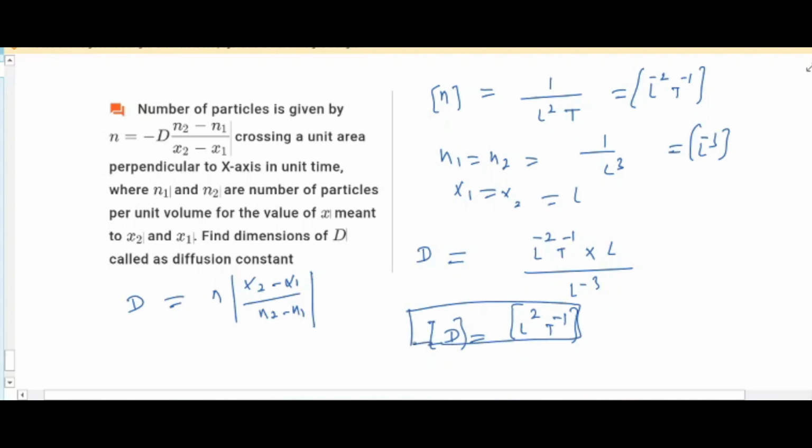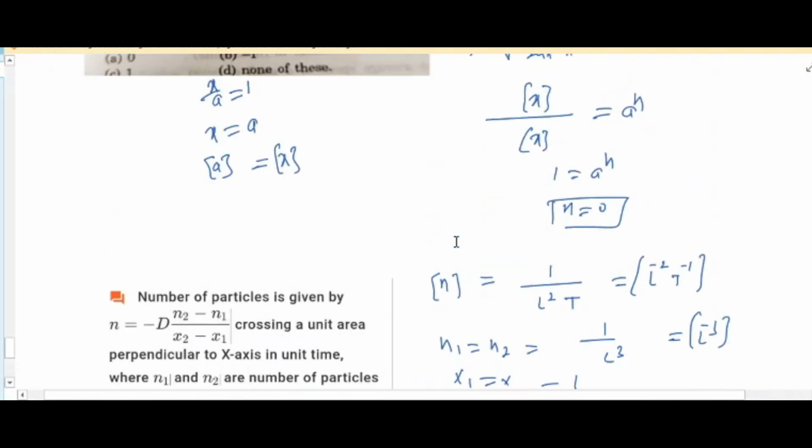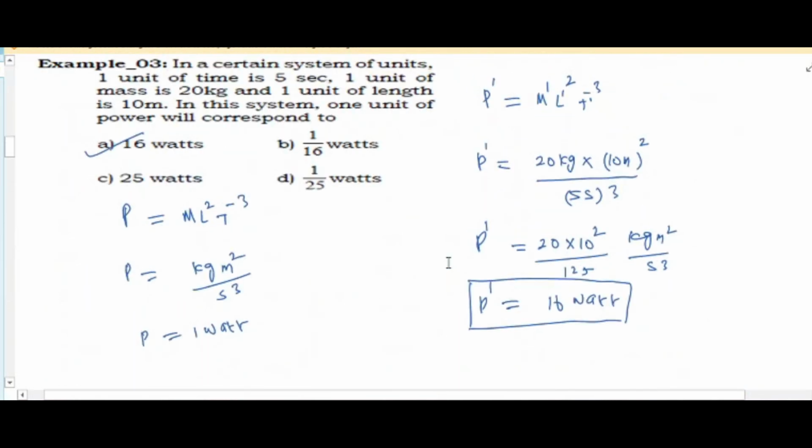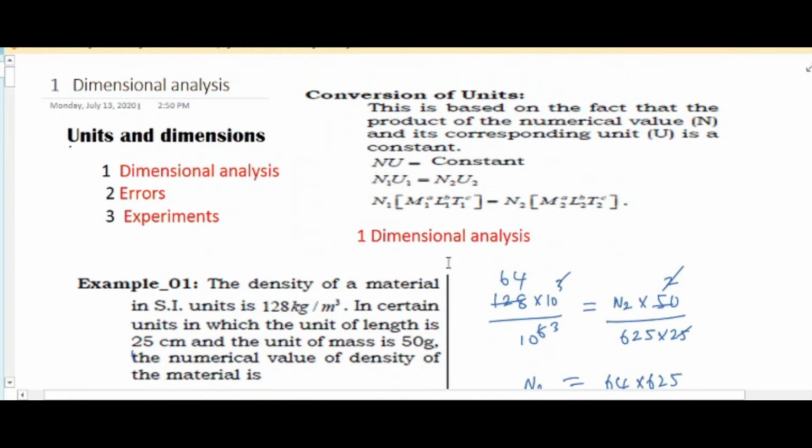Okay, with this we finished the first part of units and dimensions. Theory already explained. Now we discussed the problems and we finished the first part, dimensional analysis, and in the next video we can move to the errors.